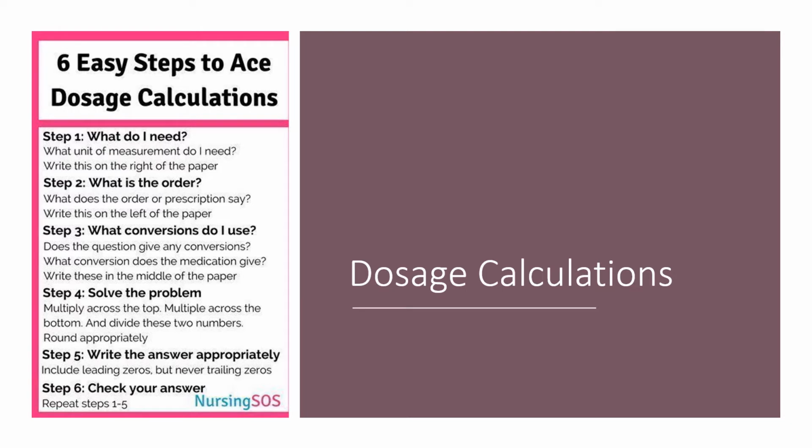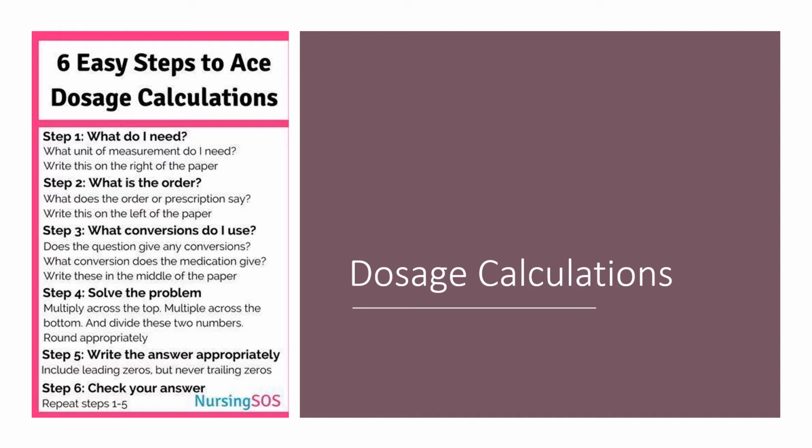So with dosage calculations, the steps, regardless of the formula that you use, which I'll get into in a few moments, you're going to need to go through these steps. So what do you need? What kind of units is the question asking you for at the end product versus what you're starting with? What is the order? What does the order say? What is left on the paper?